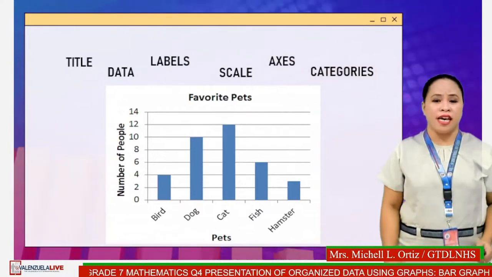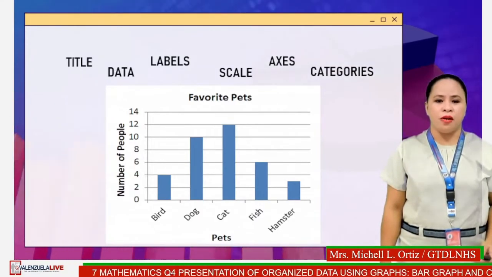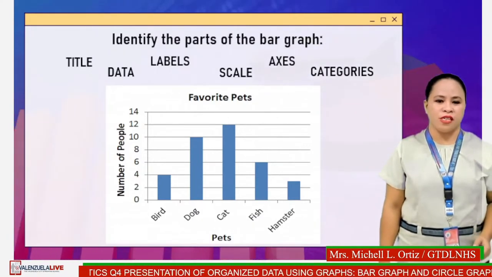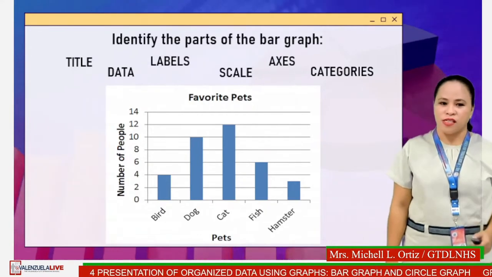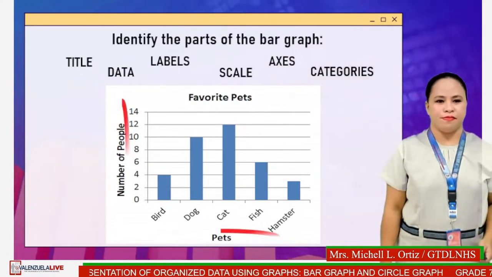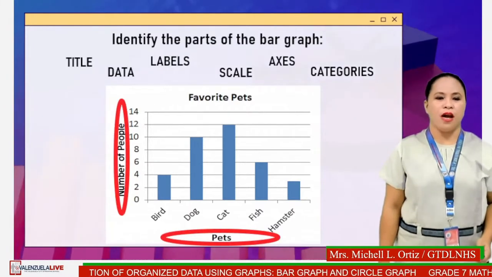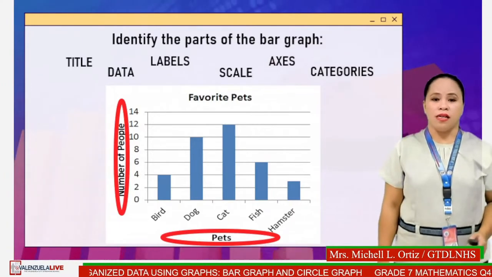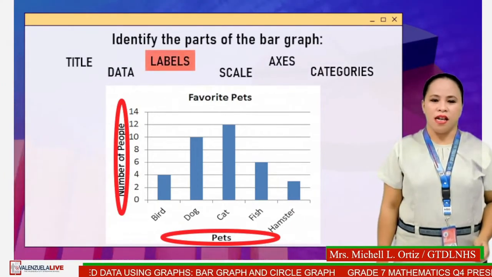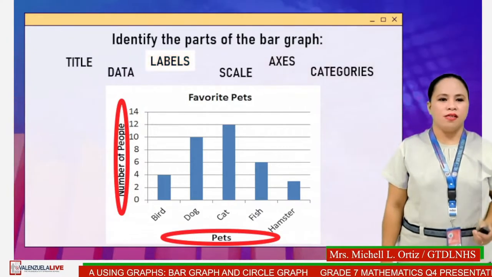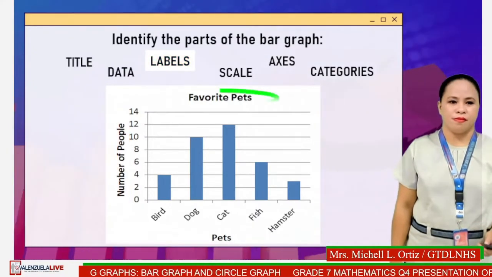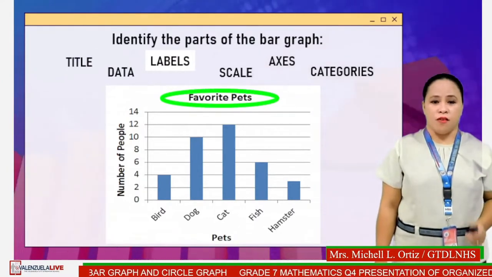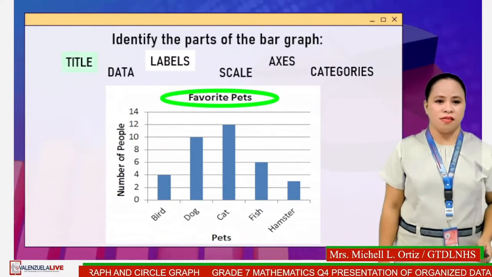Let us see if you can identify parts of the graph which will be highlighted. Choose your answer from the given options. You have 5 seconds to key in your answer. Number 1. Correct answer is labels. Number 2. If your answer is title, then you are correct.